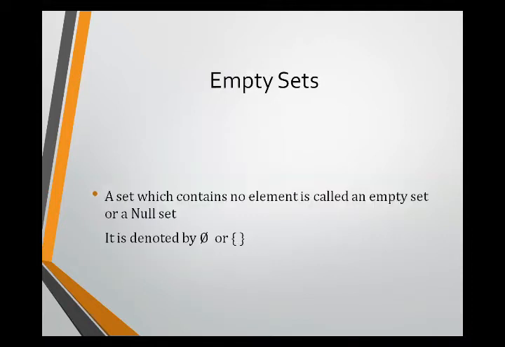Now the next one is empty sets. A set which contains no element is called an empty set or null set. It is denoted by phi or simple braces. There is no element inside these braces. For example, a set of birds having 4 legs. In such kind of set, we cannot find even a single member of the set. It is an empty set.